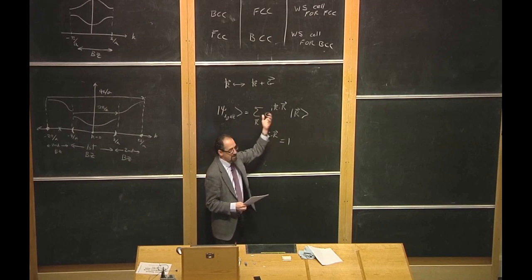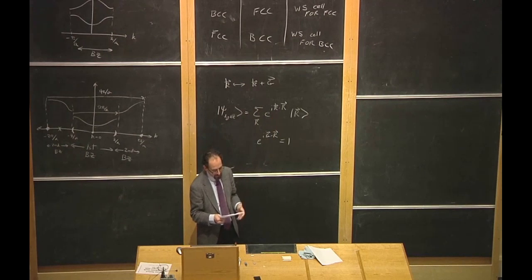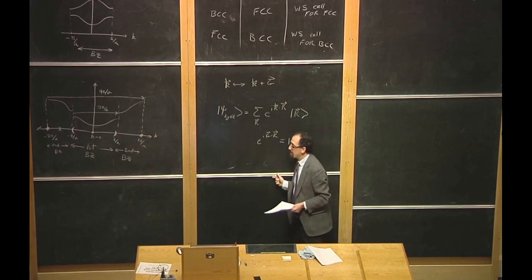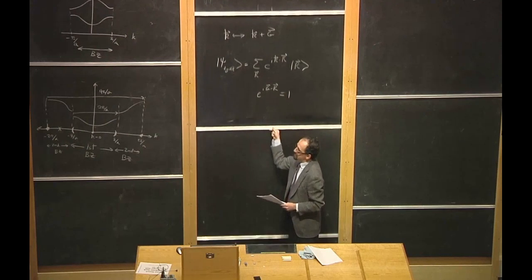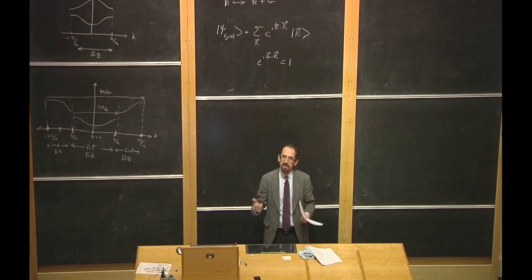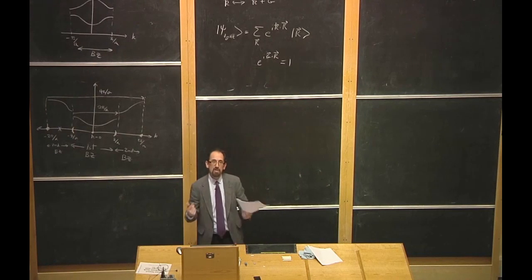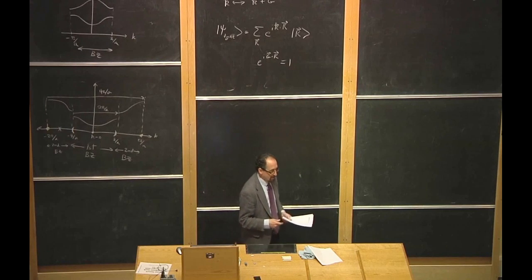So if k gets shifted by G, it doesn't change this factor here, and you get back the same wave. But you might ask whether this is just a property of the tight binding model, or if this is actually something that's general. And this is a really important question, and it came up very shortly after the discovery of the Schrodinger equation.